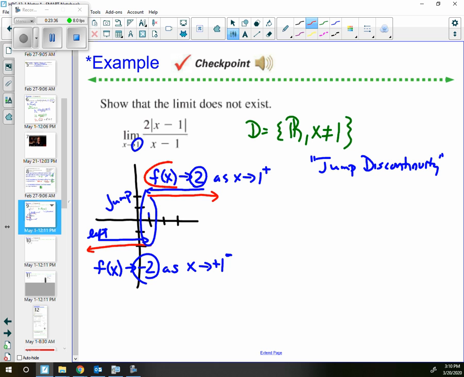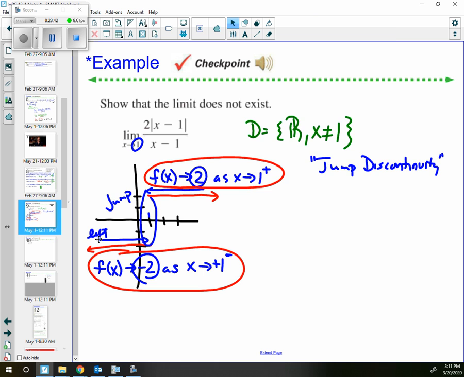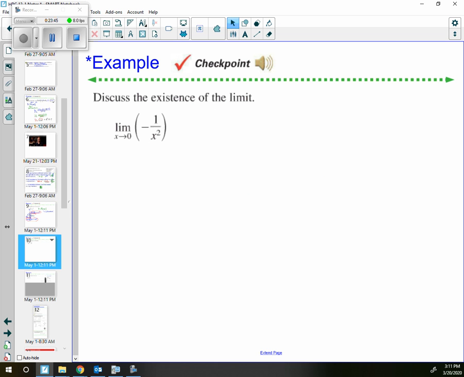So you'd be showing that it approaches a different number from one side as it does from the other. So that each side is different. All right, let's take a look at the other two ways. So why doesn't this limit exist?